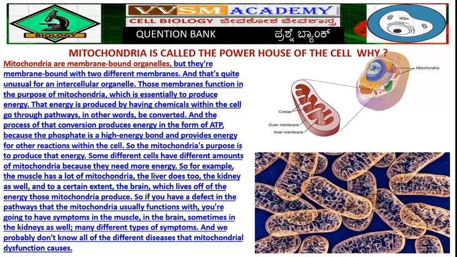Some different cells have different amounts of mitochondria because they need more energy. For example, the muscle has a lot of mitochondria, the liver does too, the kidney as well, and to a certain extent the brain. So if you have a defect in the pathways that the mitochondria usually function with, you are going to have symptoms in the muscle, in the brain, sometimes in the kidney as well. Many different types of symptoms, and we probably do not know all the different diseases that mitochondrial dysfunction causes.